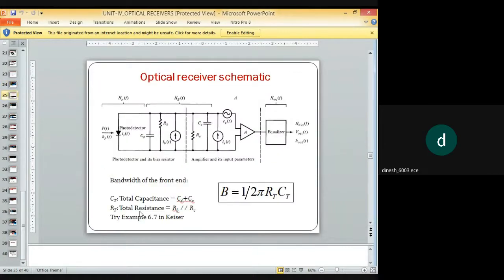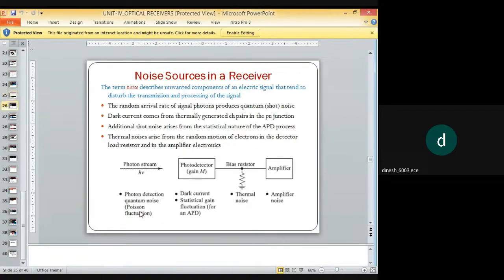So the same structure, manipulation of the bandwidth at the front end, noises in the receiver. Noises are termed as unwanted components of the electrical signal that tend to disturb the transmission and processing of the signal. The random arrival rate of signal photons produces quantum noise. The dark currents come from the thermally generated electron-hole pairs in the p layer and n layer junctions.